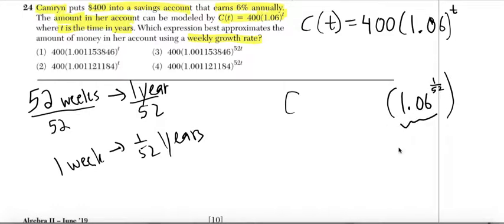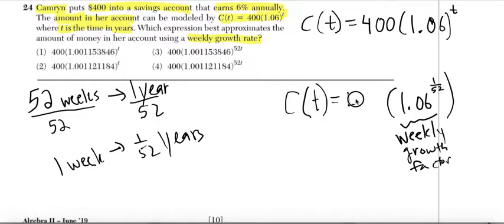So this is our weekly growth factor, what we multiply by each week. Weekly growth factor or weekly multiplier. And it should be smaller than the yearly one. So the equation would end up looking like this. C of t equals 400 times 1.06 to the 1 over 52, and then we have the t in the exponent for years, right? Now here's the problem, guys.